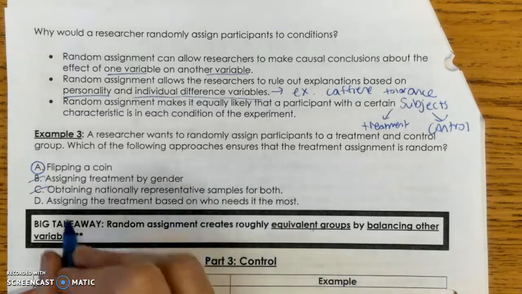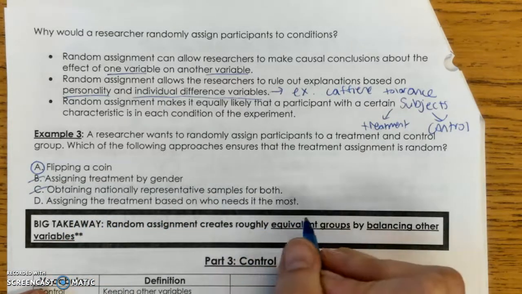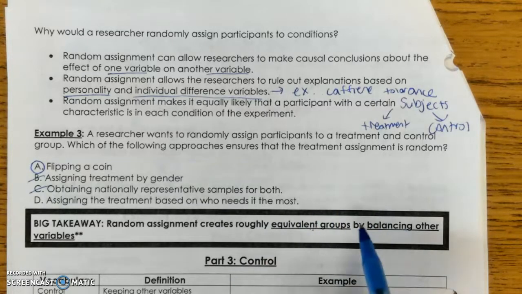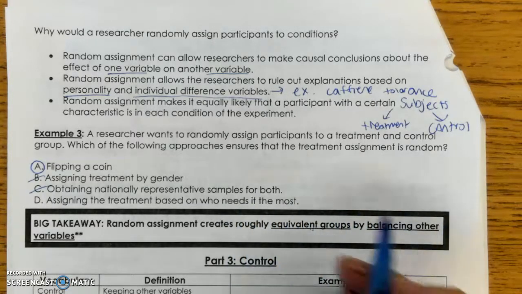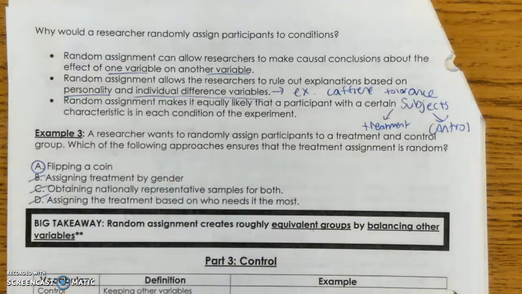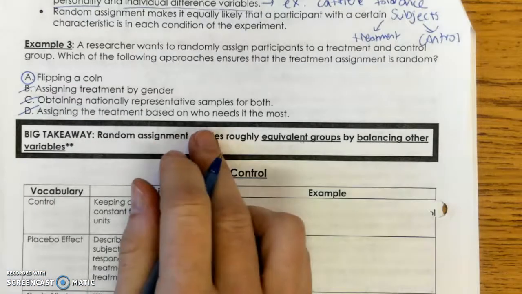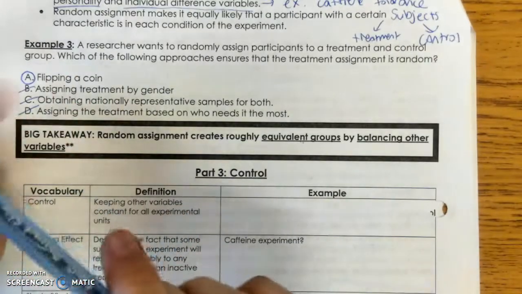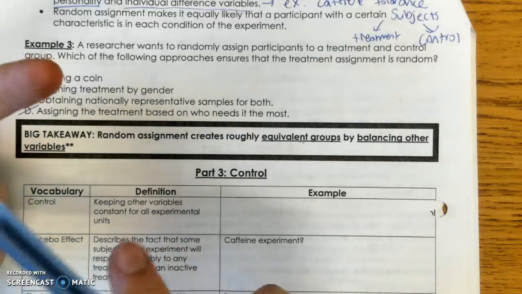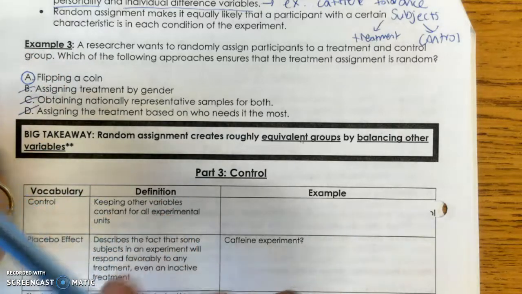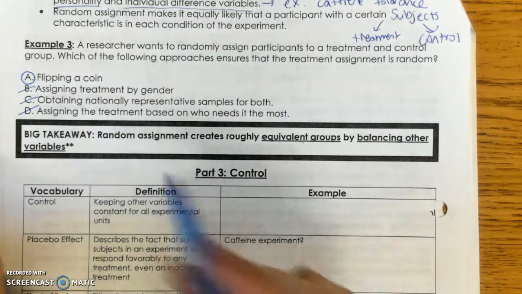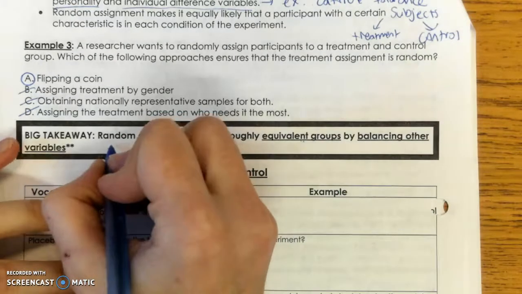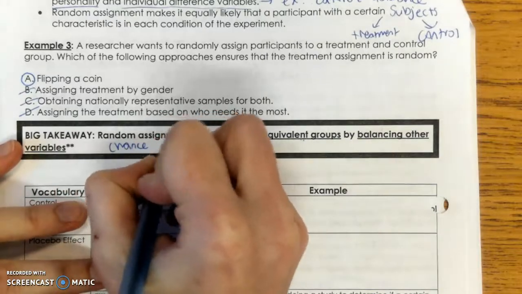So let's eliminate that. And then assigning the treatment based on who needs it most. All right, well, that might be morally ethical, but we're talking about random assignment, right? So I can't go based on who needs it the most. That might affect my experimental results. All right, so our big takeaway so far, we had comparison, right? And with comparison, we said control groups allow for baseline data to compare. And then here, random assignment, we need it to create roughly equivalent groups by balancing other variables. And random assignment means a chance process.